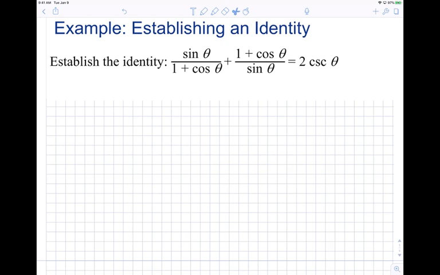So what does your first mind say to do? First mindset was to not write the 2 cosecant, just focus on the left, right? So that's fine. So if we focus on the left, we have this. Okay, this.